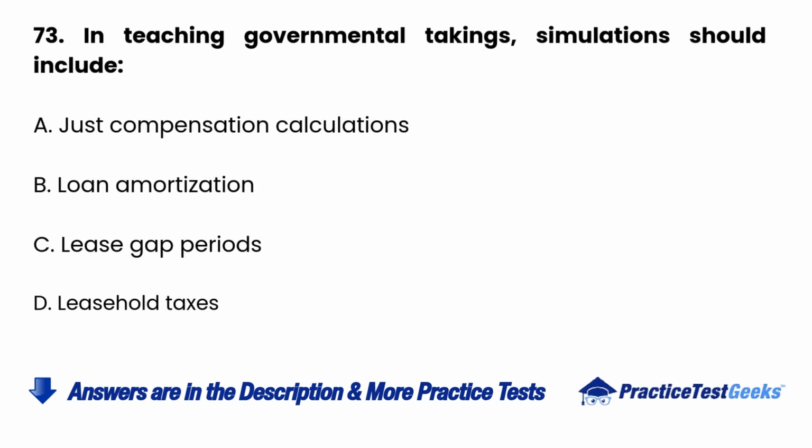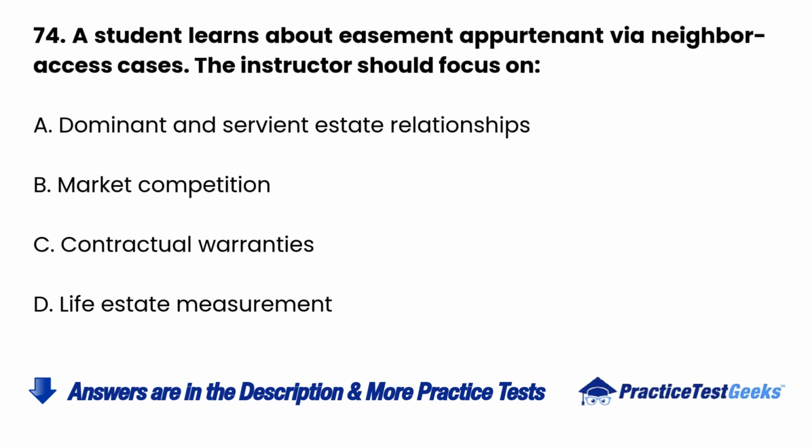73. In teaching governmental takings, simulations should include A. Just compensation calculations. B. Loan amortization. C. Lease gap periods. D. Leasehold taxes. 74. A student learns about easement appurtenant via neighbor access cases.